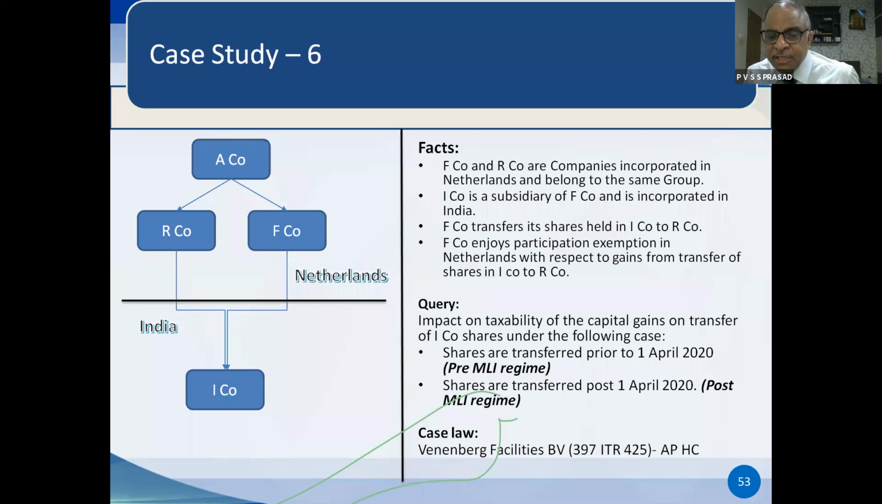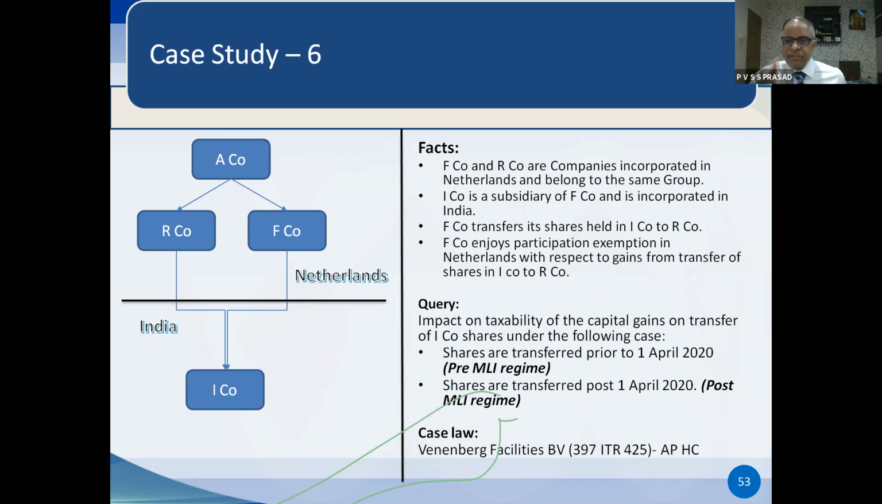This is a live case again, Vodafone Facilities, which is a Hyderabad-based company, and the Andhra Pradesh High Court has endorsed this exemption as per the treaty provision. Now the question is, in the post-MLI period, whether this provision would be protected or not. Definitely it would be protected because it's a bilateral agreement. This article is not amended.